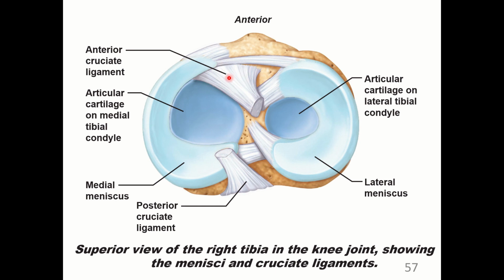This is the anterior cruciate ligament, so it originates from the anterior portion of the tibia here, and prevents that anterior movement of the tibia as well. And then we have the posterior cruciate ligament, which arises from the posterior part of the tibia and prevents posterior movement of the knee.